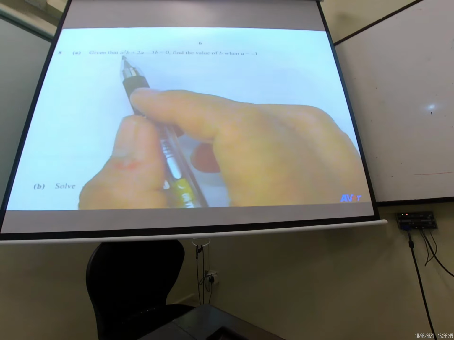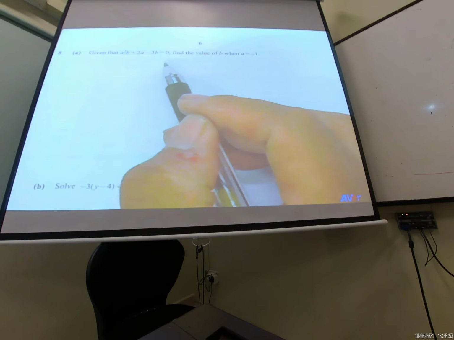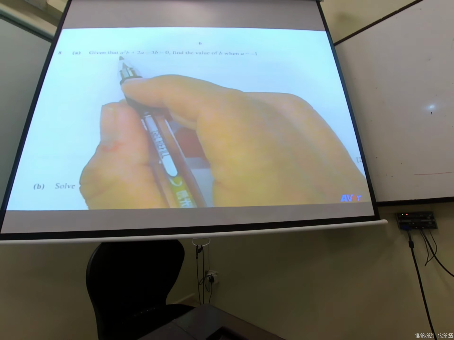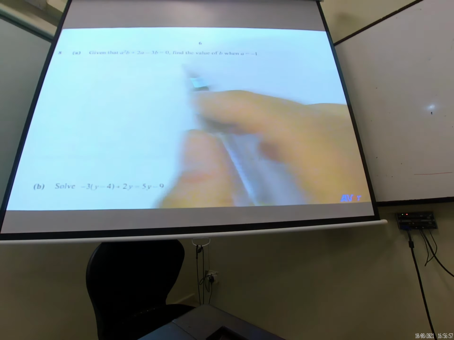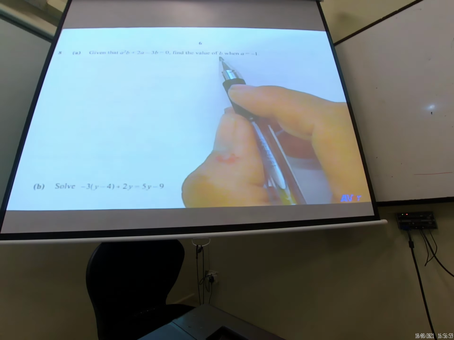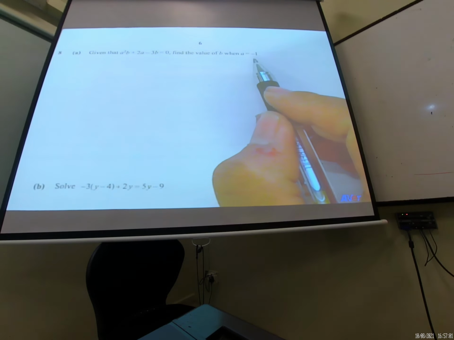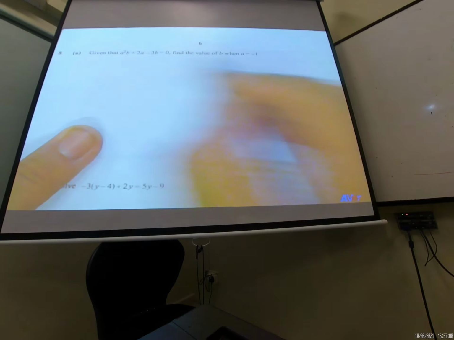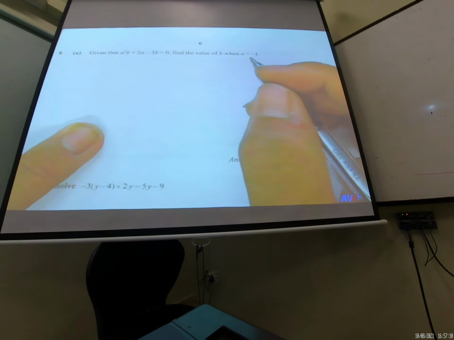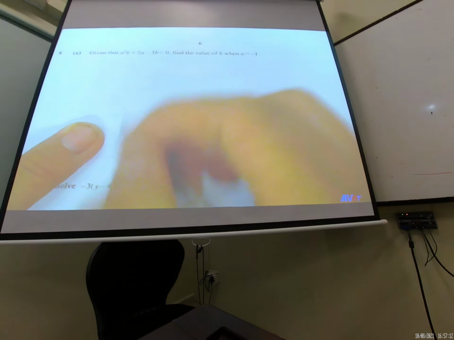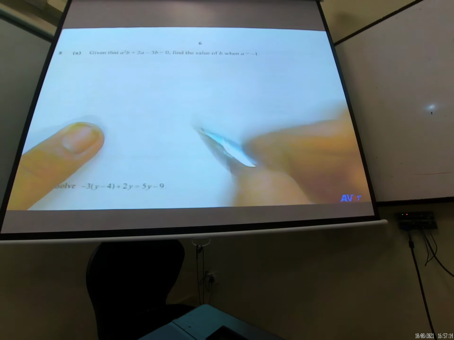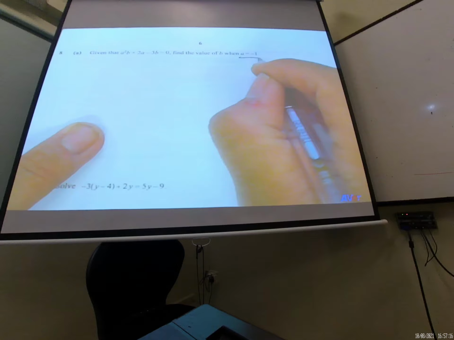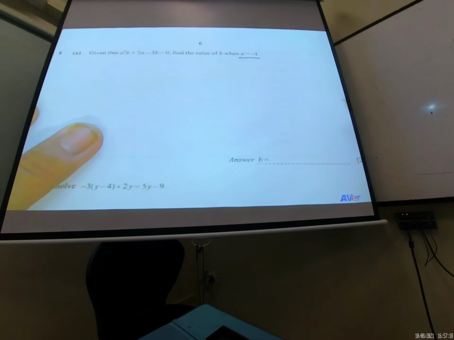So at first you know that this whole expression equals 0. At first you don't know what a is, what b is. But then they tell you to find the value of b when a equals -1, meaning now you know what a is already. So we have to substitute the value of a into this equation. And substitution always only replaces what you are substituting. So here we are substituting the value of a.